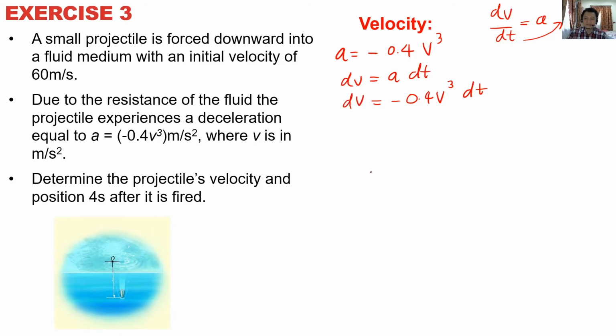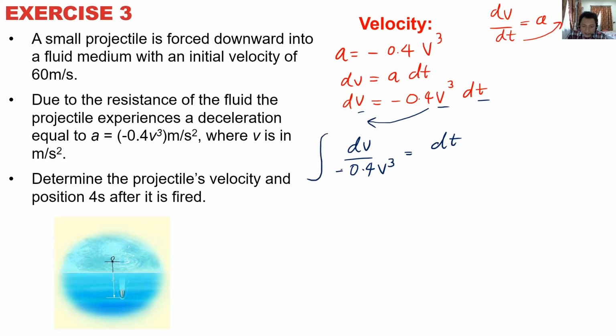So if you look here, this one is a v function and this one is a t function. So you have to bring it over here. If you bring it over, you're going to get dv over negative 0.4 v cubed is equal to dt. Something like this you can surely integrate.